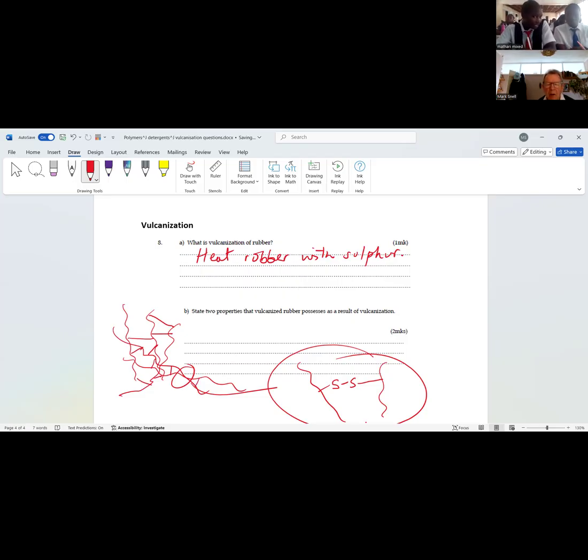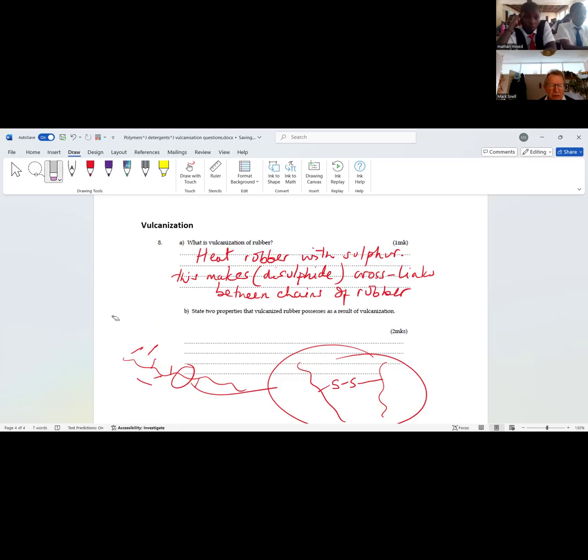Now if you want to be really clever, you can call it disulfide, which is what it is. Cross links between chains of rubber. Now that's really quite important. Let's just get rid of all of this for a minute.